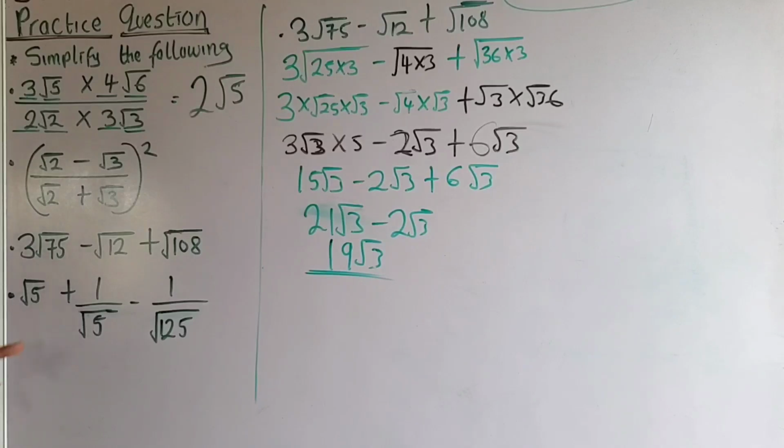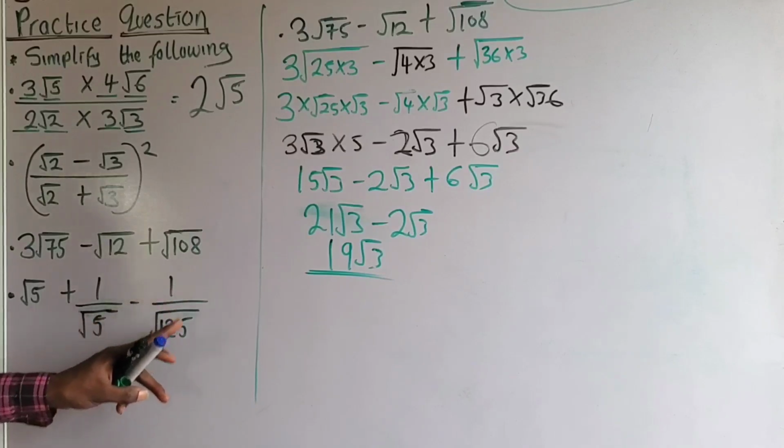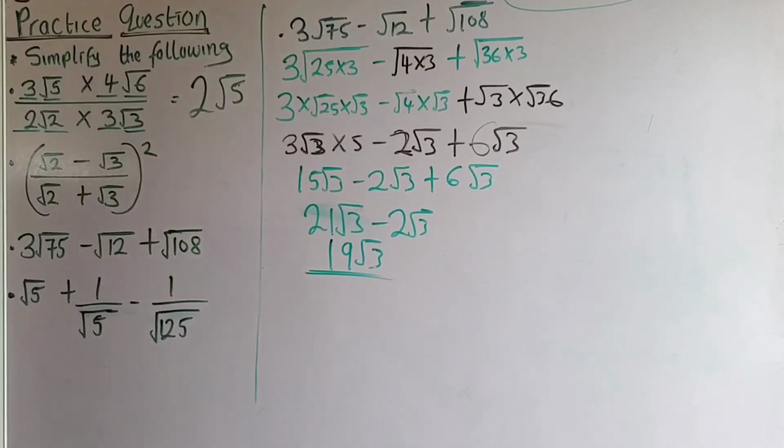Now, this is the fourth question. Root 5 plus 1 over root 5 minus 1 over root 25. I want you to attempt the question by yourself. Attempt the question. Then, when you are done, you check the solution.